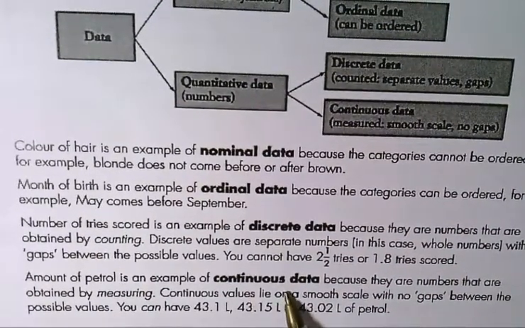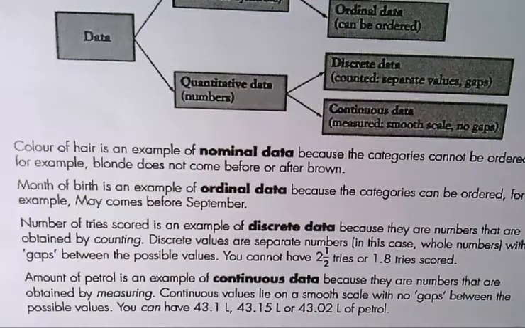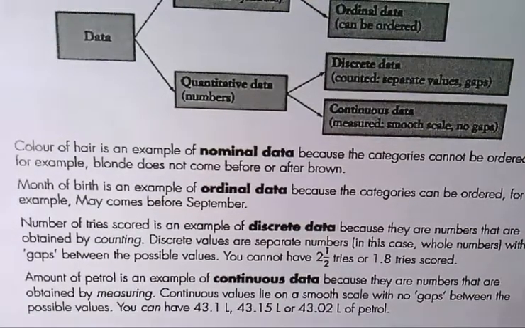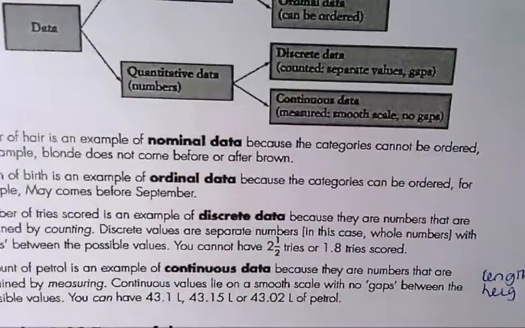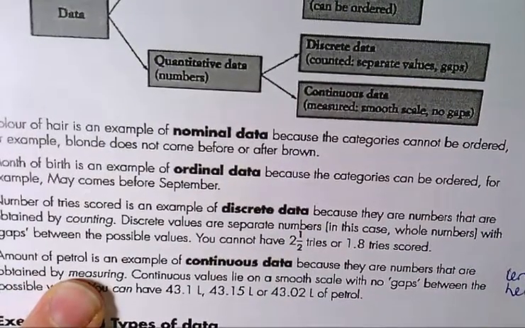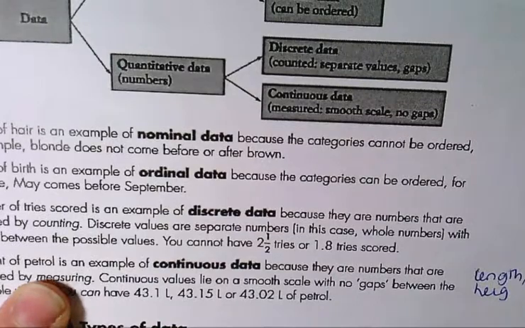An example of continuous data, I gave you an example before. Continuous data includes things like measuring length, measuring your height. Examples of continuous data also include the amount of petrol, because that's measured in litres or mils.